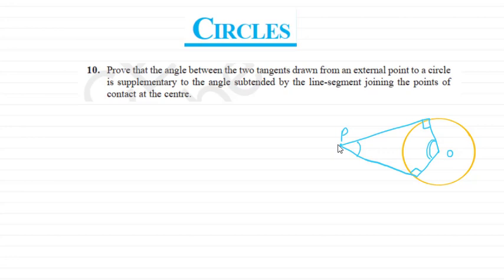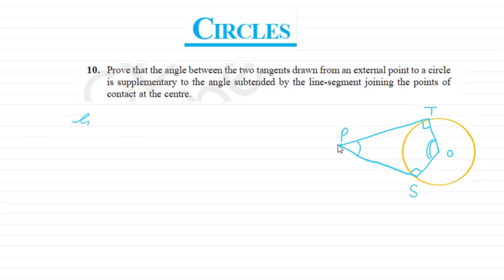or the angle between the tangents drawn from the external point and the angle which is made by the line joining the point of contact to the center. So sum of these two angles we have to prove that it is supplementary, or sum of these two is 180 degrees. So let's name this PT and here I've taken it S.